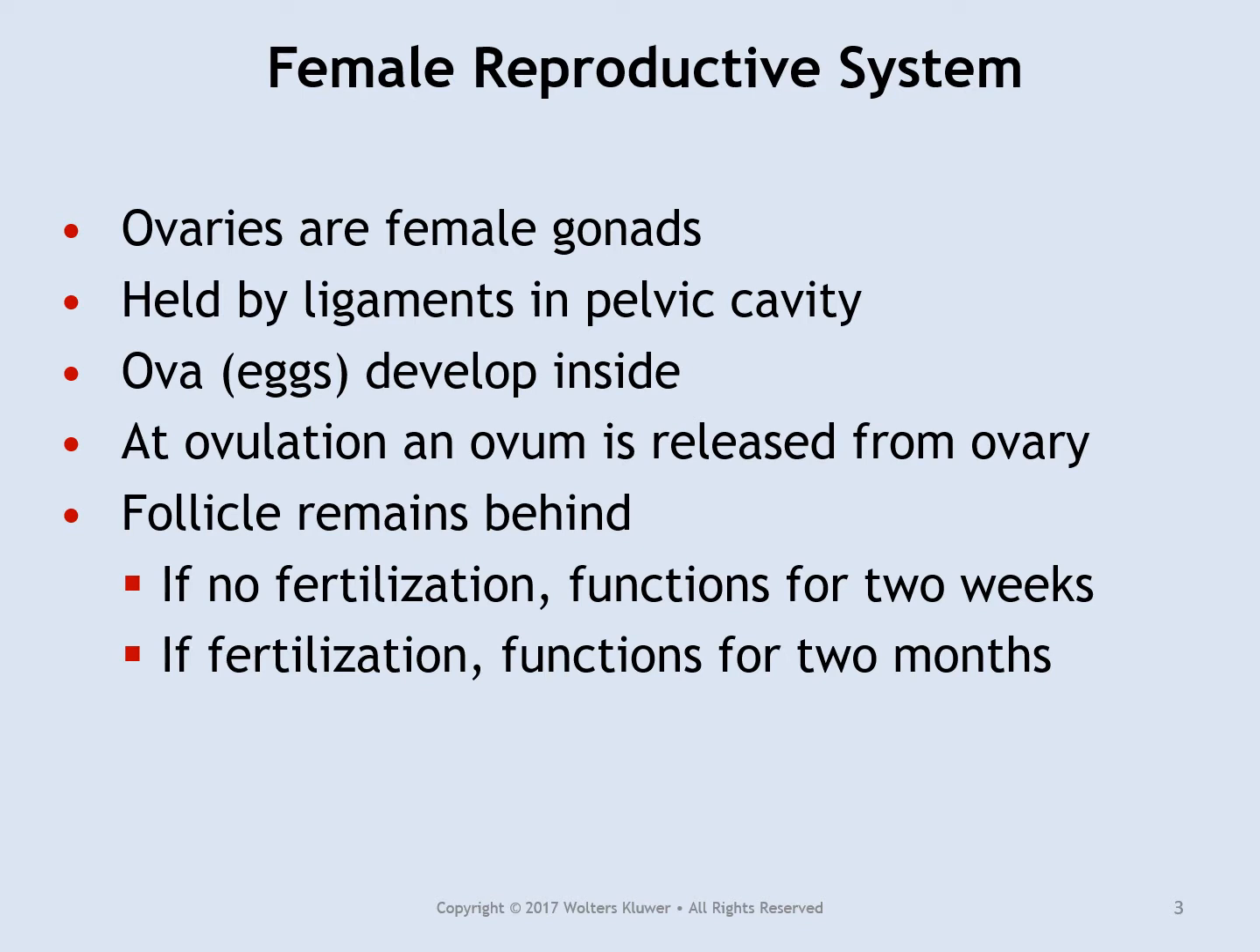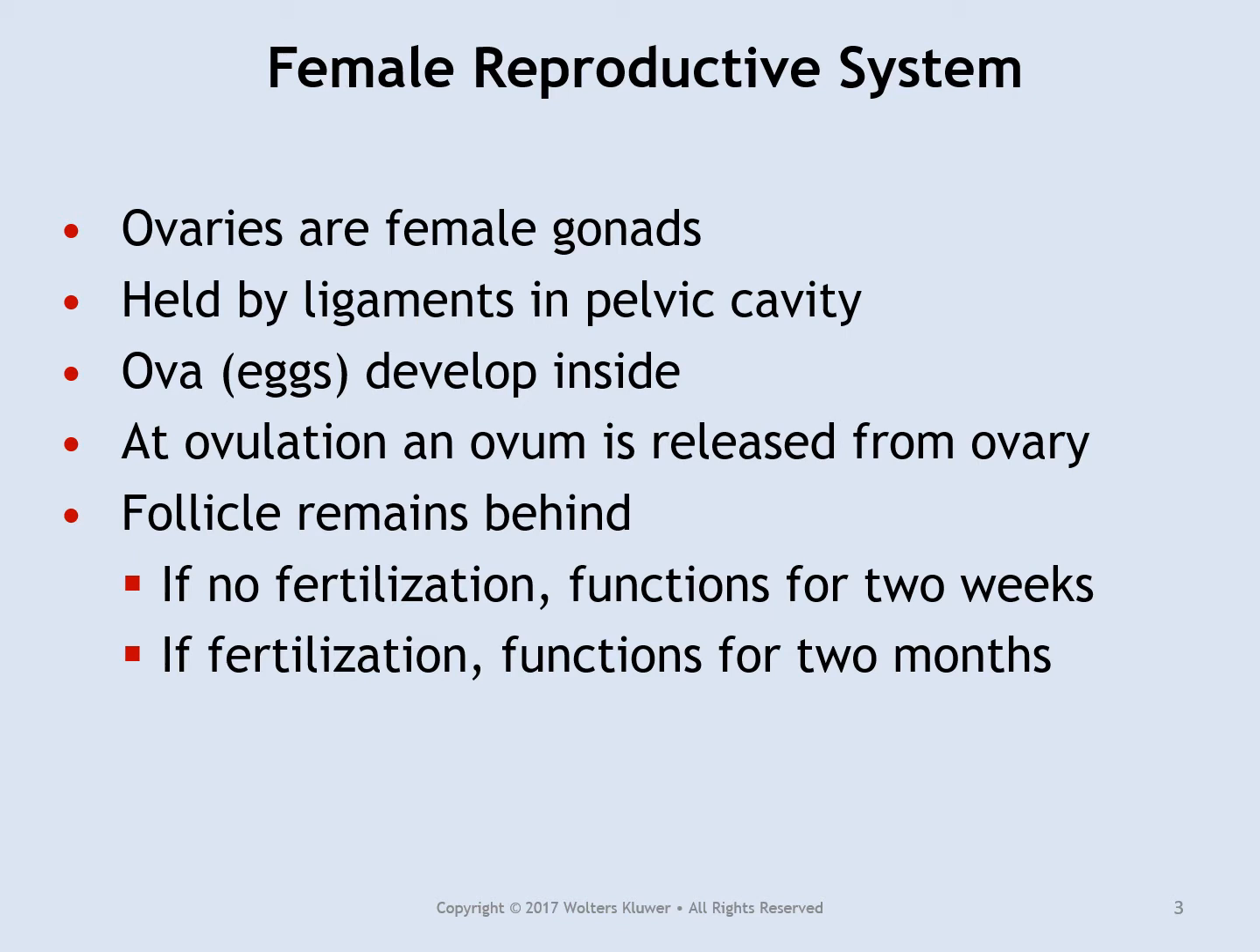The female reproductive system is comprised of ovaries, which are the female gonads, just as the testes are the male gonads. They're held by ligaments inside the pelvic cavity as opposed to the external testes in the scrotum. Ova is another name for the eggs that develop inside, ova being plural. An ovum is a singular egg.